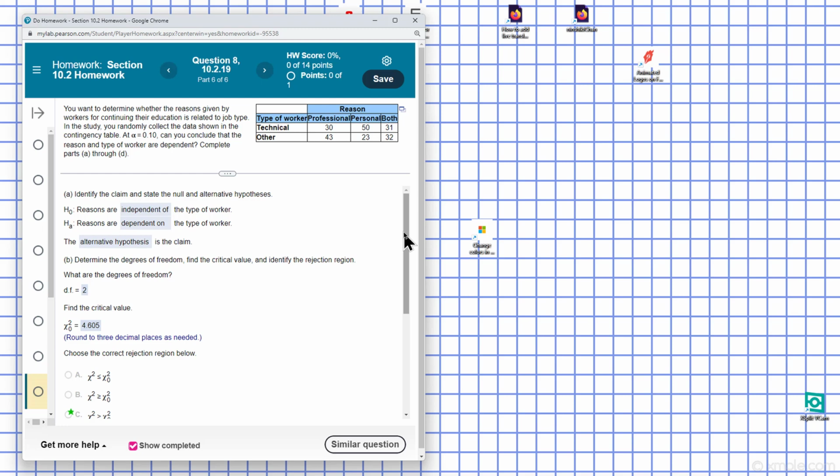Degrees of freedom is going to be the rows minus 1 times the columns minus 1. So we end up with, let's see, 1 times 2, which is 2. So degrees of freedom is 2. And now they want us to find the critical value here. What we can do is go to StatCrunch.